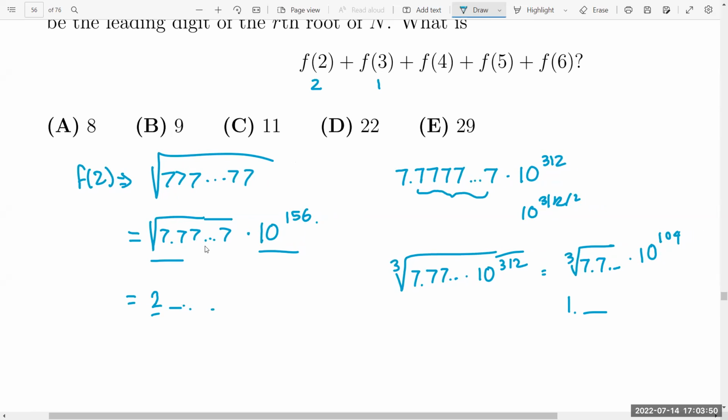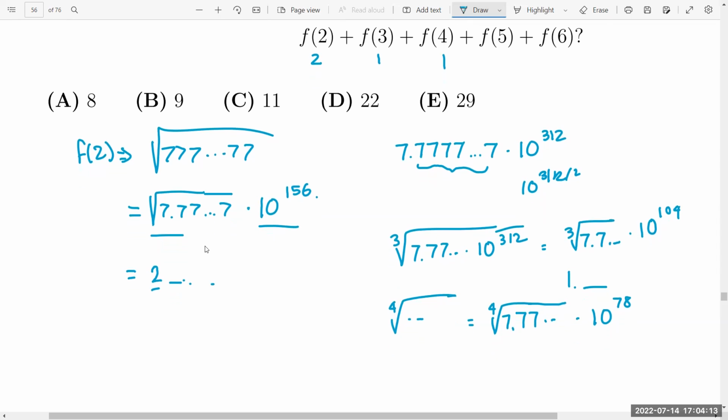Let's take a look at f of 4 now. The fourth root of this is going to be the fourth root of 7.77 and so on. 312 is again divisible by 4, so it's just 10 to the 312 over 4, which is 10 to the 78. Now that we have this, the leading digit will again be 1. If we look at f of 5, that's the fifth root.